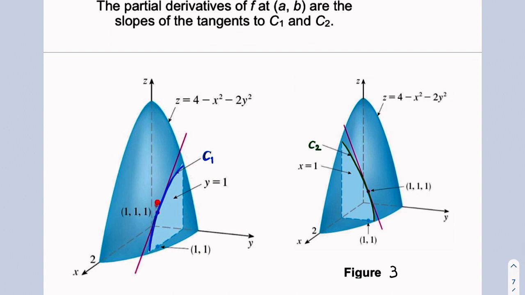C1 over here is the intersecting curve of this vertical plane, y equal to b, intersecting with the surface. That's the intersecting curve. And the pink one right there is the tangent line to C1 at this point P. The partial derivative with respect to x of the function f at (a, b) is the slope of this tangent line that's tangent to this curve C1.